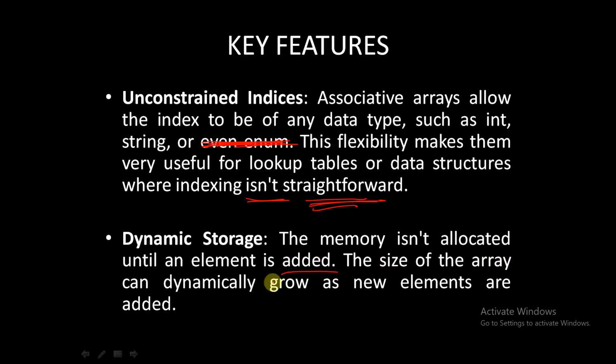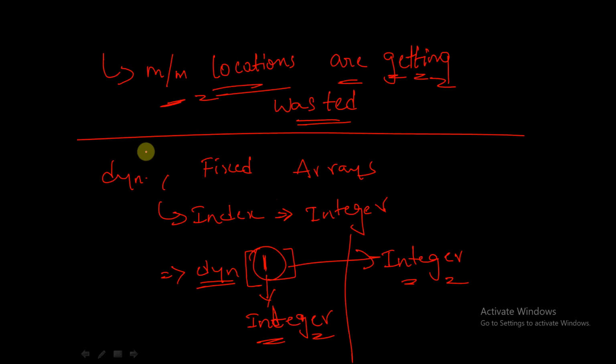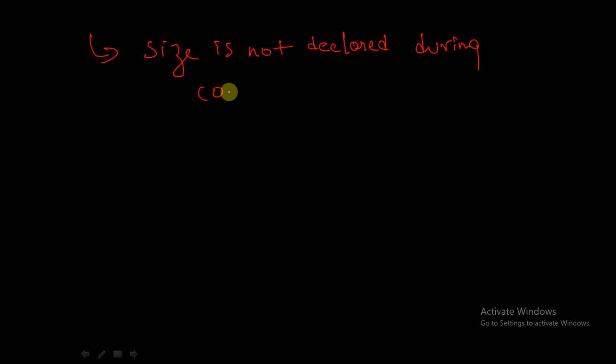The size of the array can dynamically grow as new elements are added. In the case of associative arrays also, we will not declare the size of the associative array during the compile time. This is also a very, very important point: the size of the associative array is not declared during the compile time.